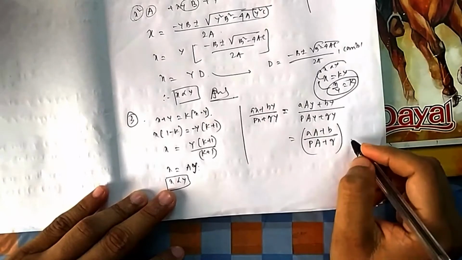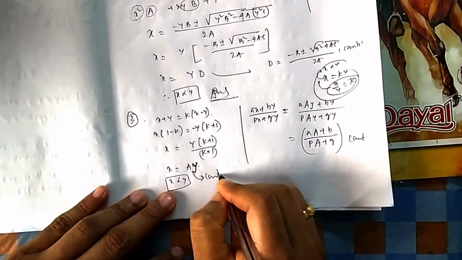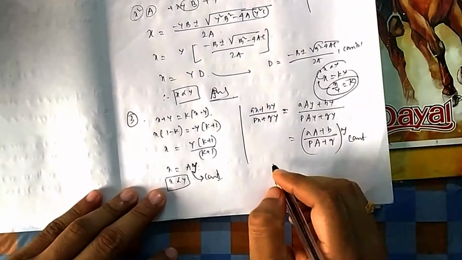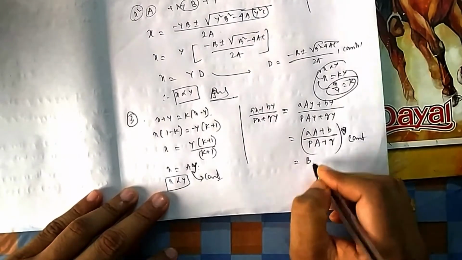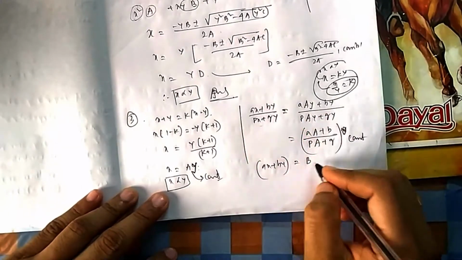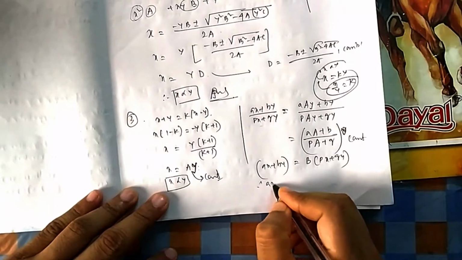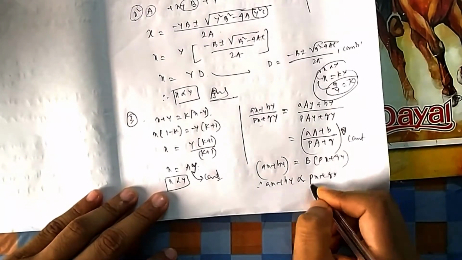So everything is constant, because a is constant and these are all constants they have given. And y is cancelled, so it is some constant. So that means you can write it as b: ax plus by is equal to b into px plus qy. So that means ax plus by is directly proportional to px plus qy.